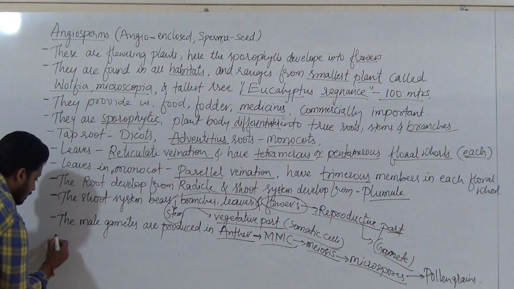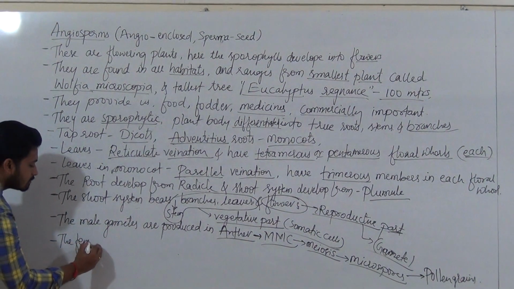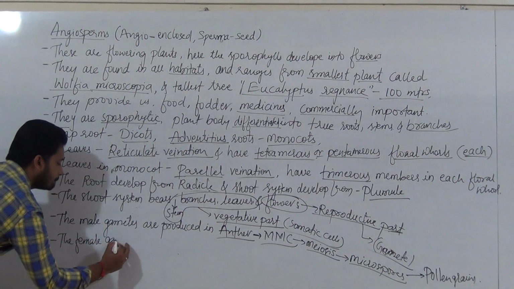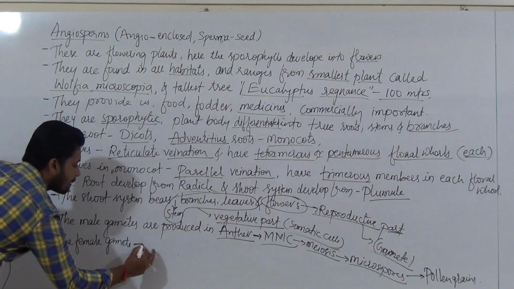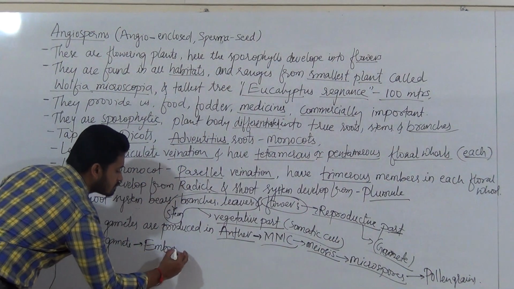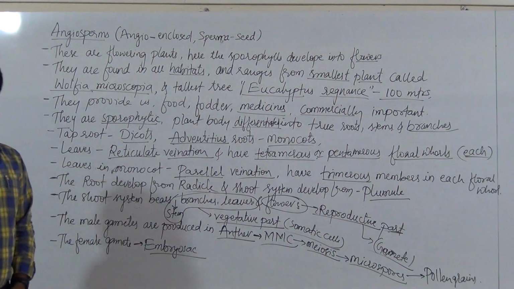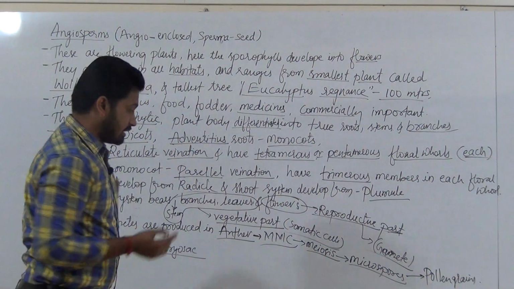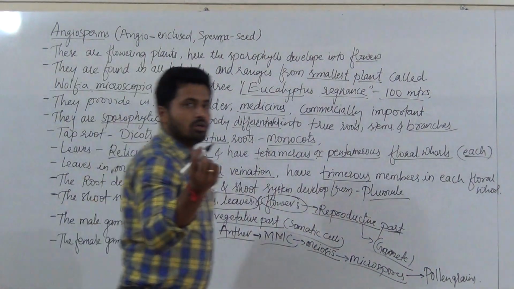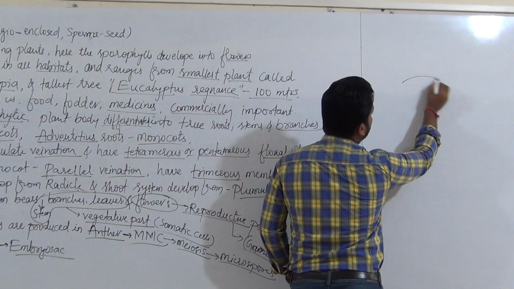Like the same, I will write here the female gamete, nothing but embryo sac. We call it embryo sac. Remember the new word added here, embryo sac. Where does it develop? I will show a diagram here. A simple diagram of a typical flower.